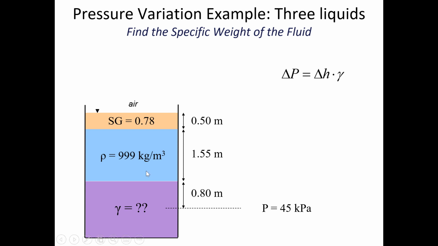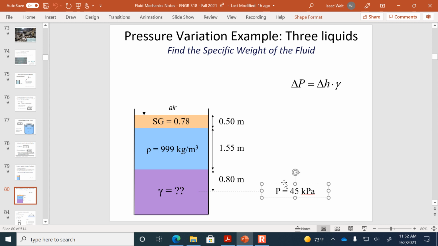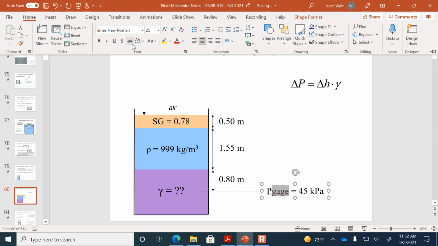Just to change things up a little bit, the purple liquid here, I tell you the distance, I tell you the pressure at a certain point, and so I'd like you to go through the steps and determine the unit weight of that purple fluid based on all of the data that you're given. And the starting point, here's your hint. You should start where you know something and work towards the unknown. And what you know is that the pressure of air is 0 gauge. So this pressure, where I say 45 kilopascal, that's the gauge pressure. So that means start with a pressure of 0 up at the top.